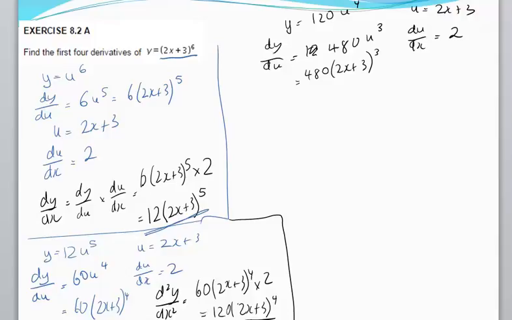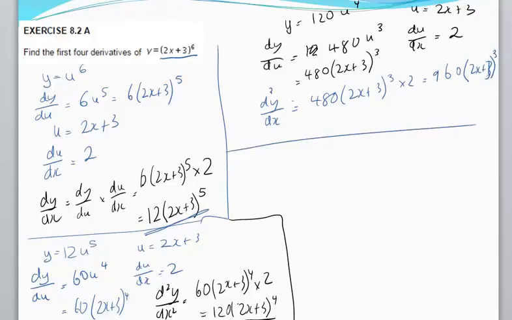So we say dy on dx here is 480 times 2x plus 3 to the power of 3 times 2. This goes through and becomes 960 times 2x plus 3 to the power of 3, and this is our d cubed y on dx cubed.